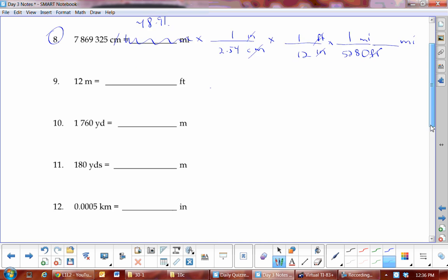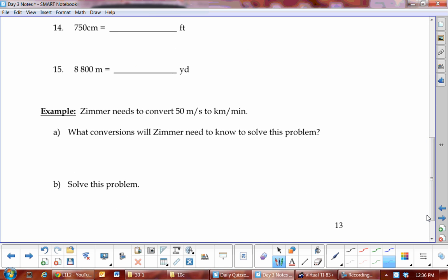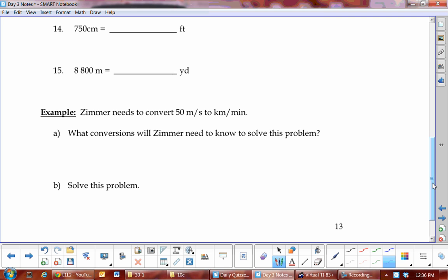Okay, so that's a harder one. Let's go down to Zimmer. He needs to convert 50 meters per second to kilometers per minute. Okay, now this is awesome because this is physics. It's all you do, right? And if you know how to cancel units, you don't even have to memorize all these formulas. Okay? Because I've got to multiply by something. Maybe I've got to multiply by something again. I need to get rid of both meters and seconds, don't I? To get to kilometers.